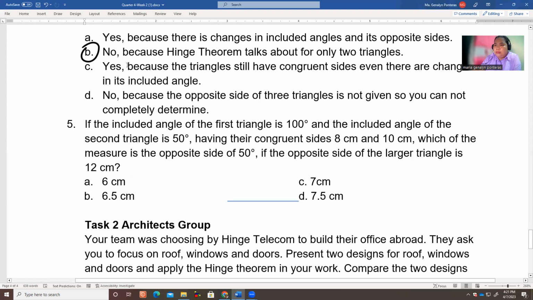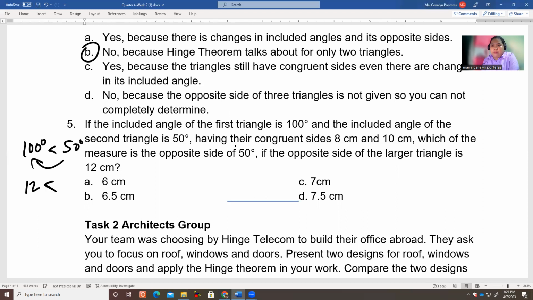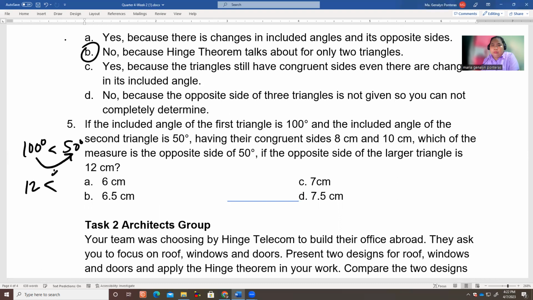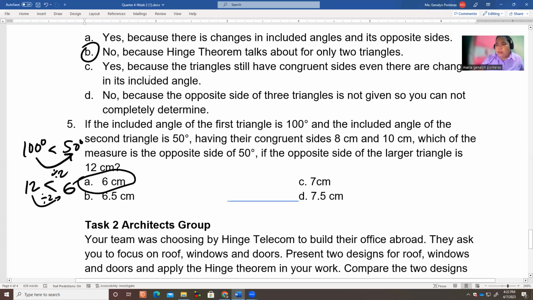If the included angle of the first triangle is 100 and the included angle of the second triangle is 50, having the congruent sides 8 cm and 10 cm, which of the measures is the opposite side of 50 if the opposite side of the larger triangle is 12? If that's 12, so from 100, it becomes 50. So that would be less than. But as you can see, we divide by 2. If this would be 12, so dapat pala times 2 siya. So from the first triangle, it would be divided by 2. So 12 divided by 2, that would be 6. So 6 cm.